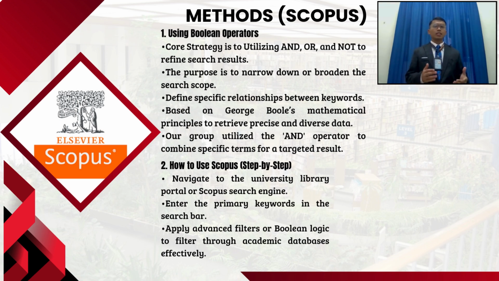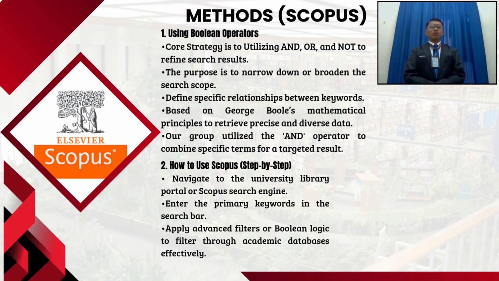The first method is using Boolean operators. First of all, Boolean operators are a core search strategy that helps us refine the results in academic databases. The three main operators are AND, OR, and NOT. Their purpose is simple: to either narrow down or broaden the scope of the search.